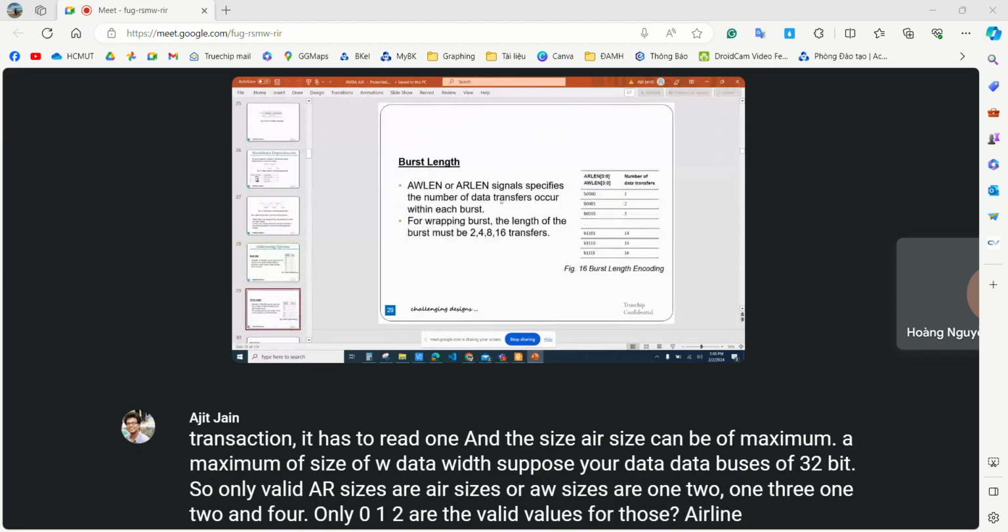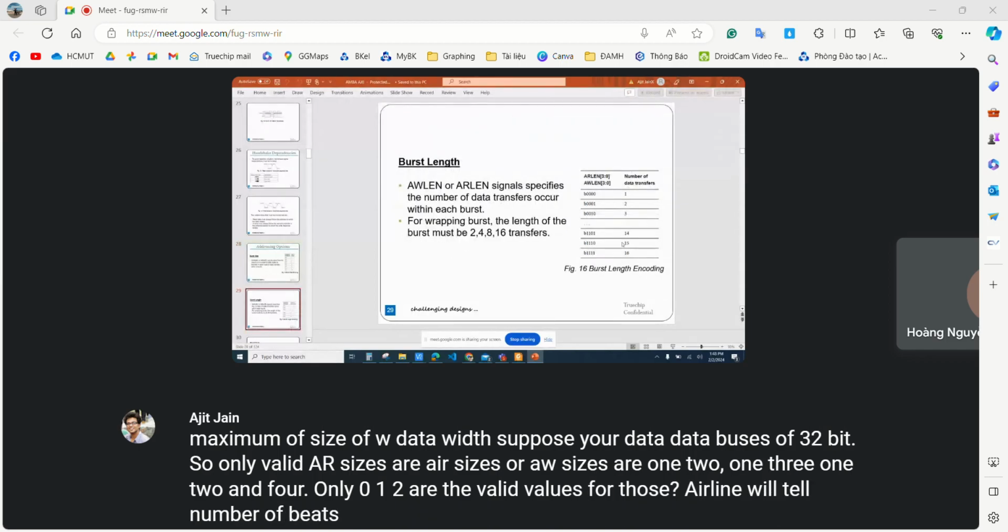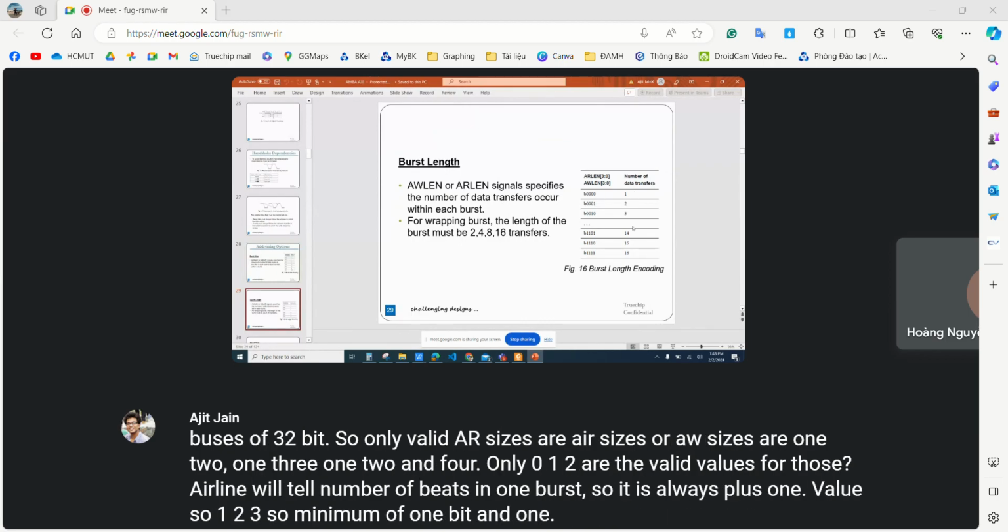AR length will tell the number of beats in one burst, so it is always a plus-one value. So the minimum is 1 beat, and 1 beat will be sent or requested from the master side.